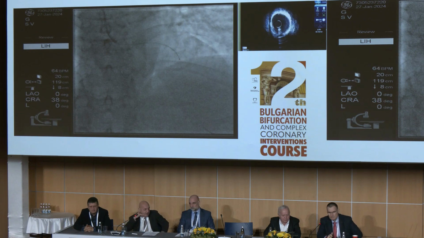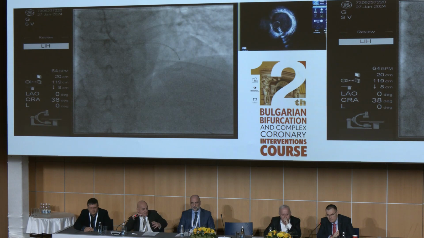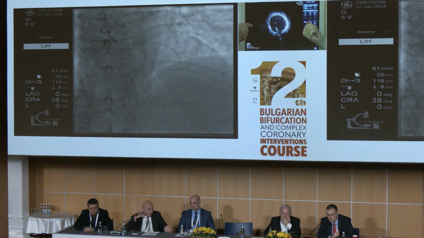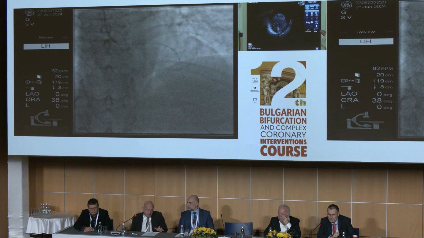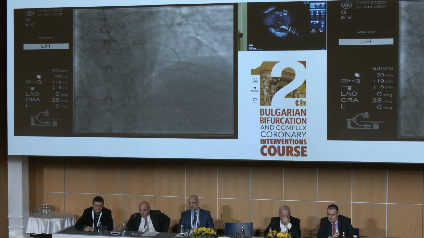Using iFR, FFR on the diagonal after the angioplasty is not my case. I will do IVUS because I have the IVUS inside the cath lab for this case before the procedure. So the diagonal will be treated if there is a problem with the diagonal, as I said, with the flow. So let's see the IVUS now.